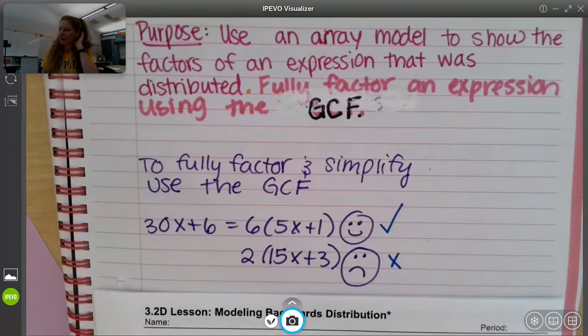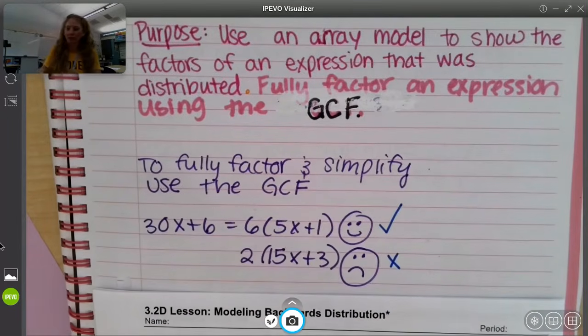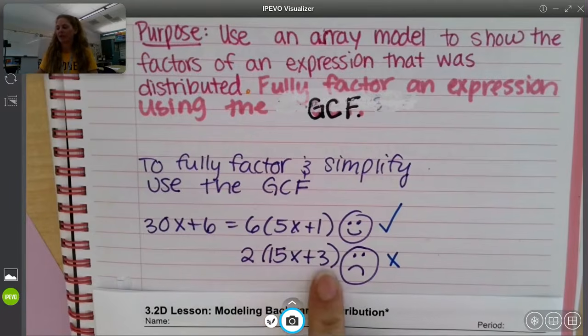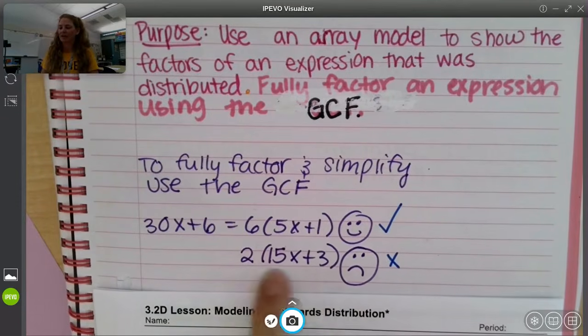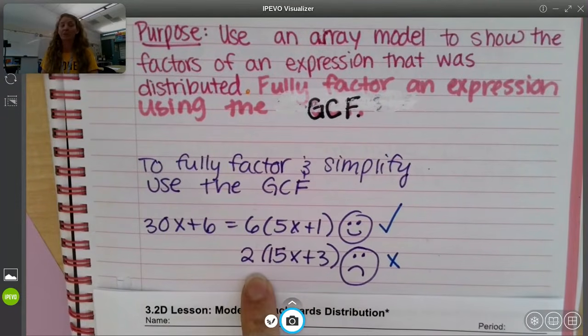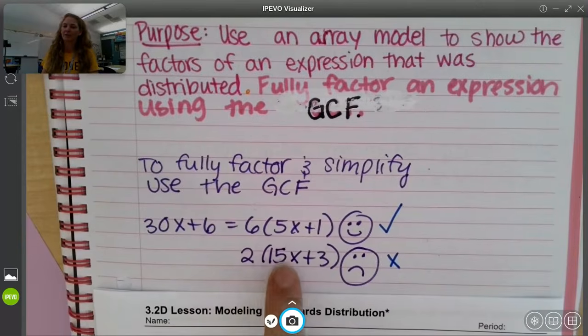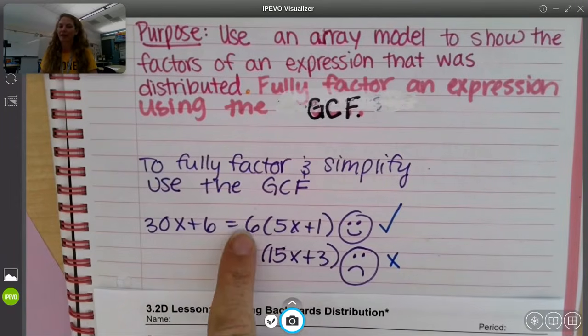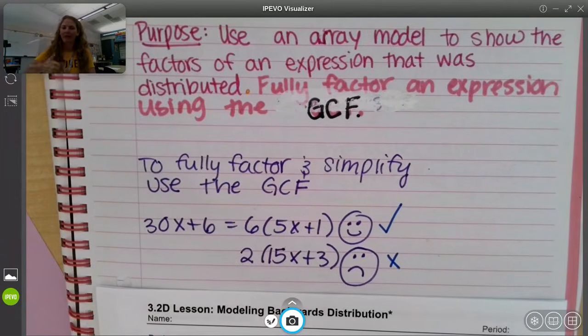So 30x plus 6, we could factor it as 6 groups of 5x plus 1 or 2 groups of 15x plus 3, but this is not fully factored because notice 3 still will go into 15 and 3. So 6 is the greatest common factor of 30 and of 6, so that's why we want to use the greatest common factor so we can fully factor.